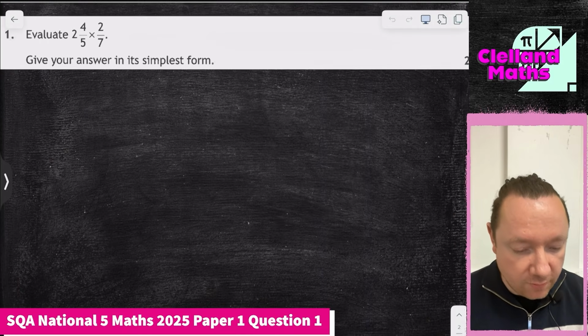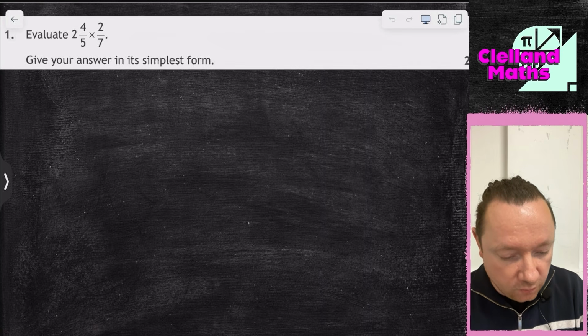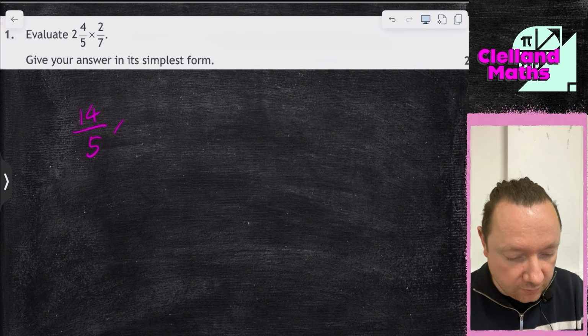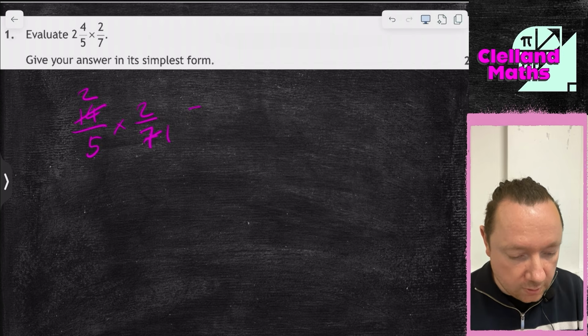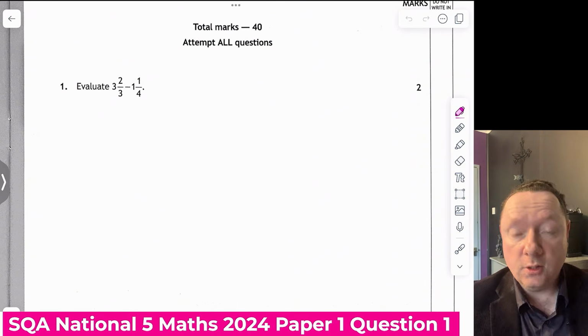SQA National 5 Maths 2025, Paper 1, Question 1. 2 and 4 fifths times 2 sevenths. So I'll do 2 5s is 10, 10 plus 4 is 14, so 14 over 5 times 2 sevenths. Simplify now, 2 and 1, 2 2s is 4, 1 5s is 5, and we're done there. Out of 40 marks it says, so question 1.